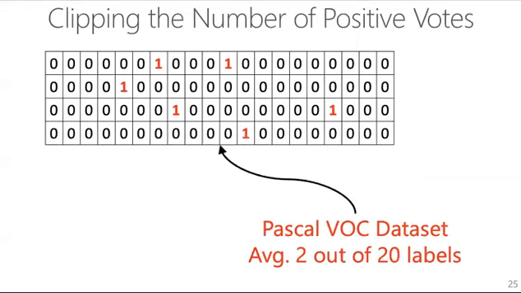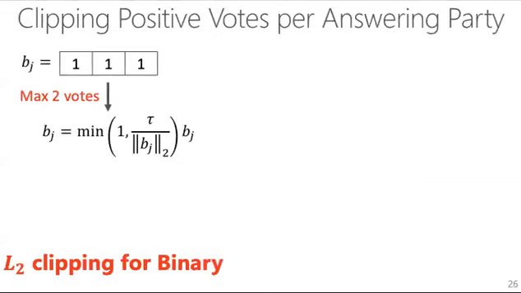For example, in the Pascal-VOC dataset, there are on average fewer than 2 positive labels out of 20 in total. Thus, instead of allowing arbitrarily many votes, we restrict the votes in their L2 norm, which limits the sensitivity of the mechanism for the binary voting. The clipping is similar to the clipping in the DPSGD algorithm.